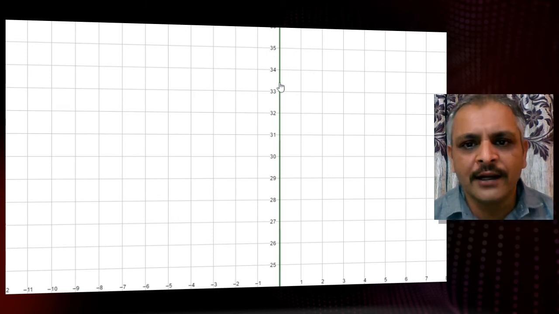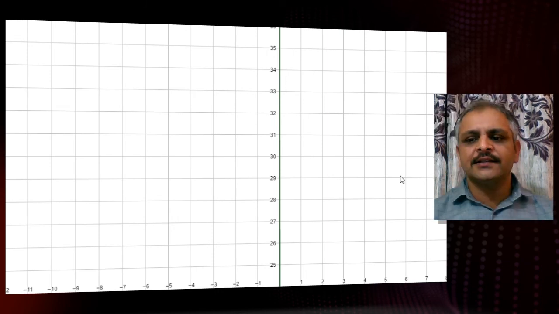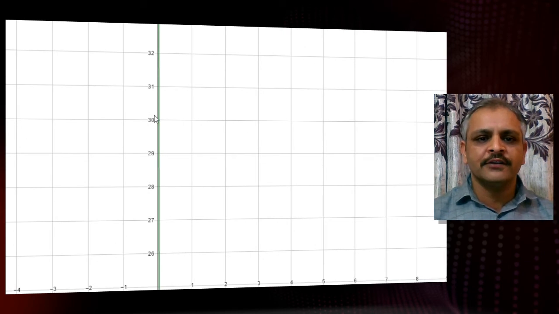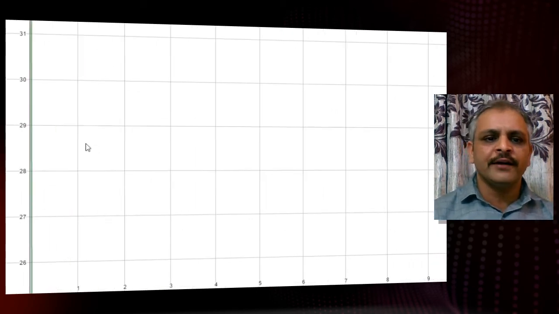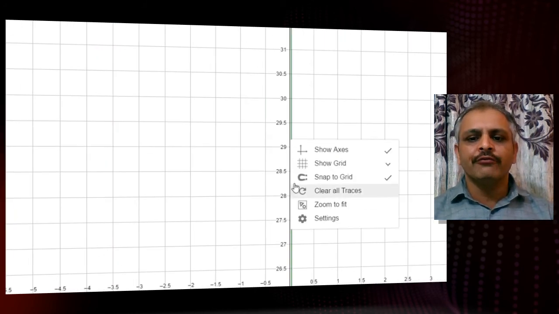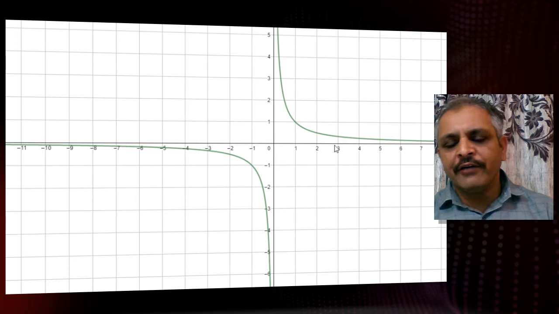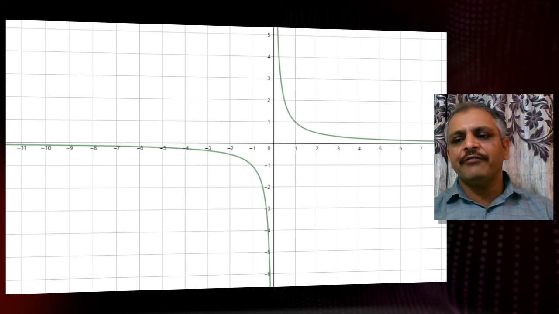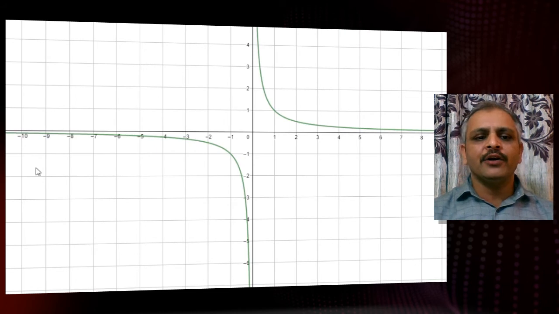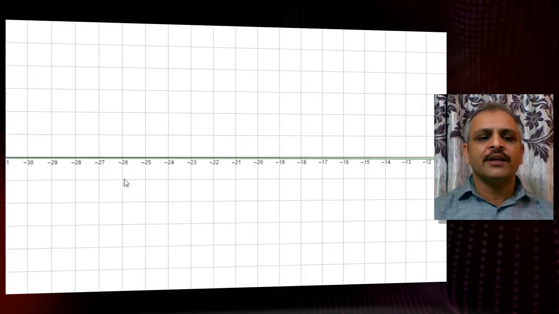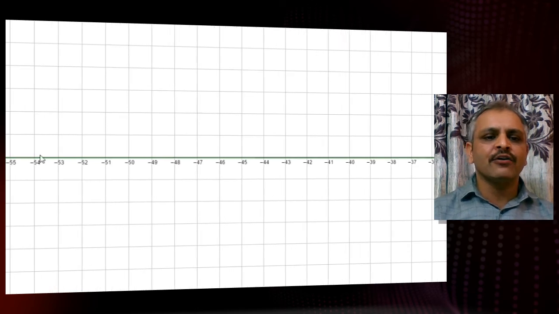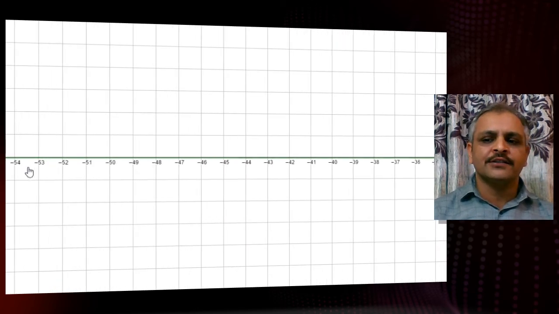Here some may feel that it is touching the y-axis. It's not like that, dear. If I zoom it, you can see the difference. Once again, if I zoom it, you will find the clear gap. Correct. So it will lead to infinity. Similarly, if I go on increasing the value of x, the curve will keep on increasing. And if I keep on decreasing the values of x, the curve will keep on going towards the x-axis. It will go nearer and nearer, but it will never touch it.